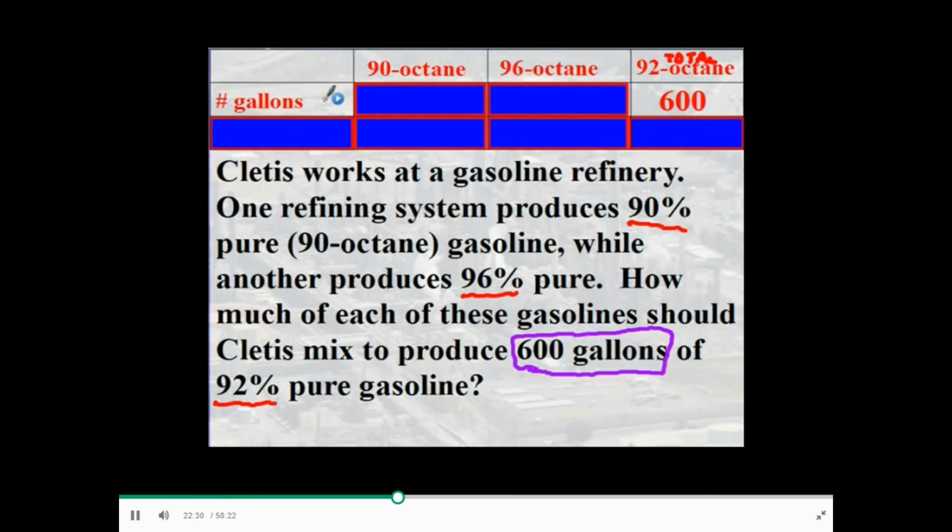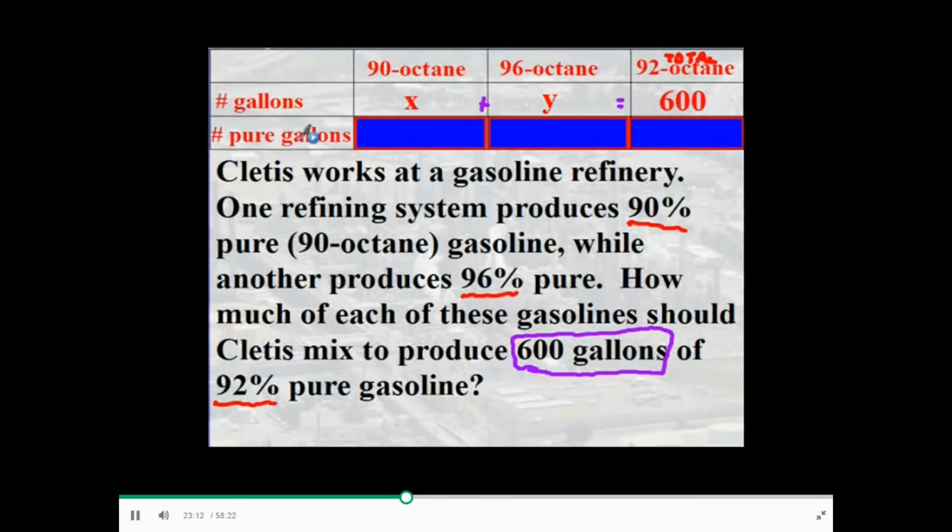Now, how many gallons of 90 octane gasoline did Cletus mix? We have no idea. And how many gallons of 96 octane or 96% pure gasoline did he mix in? Again, we have no idea. We know that we have no idea because the question is asking us. All right, so that was easy. We put our plus sign here and our equal sign here because he is adding together the amount of 90 octane gasoline plus his amount of 96 octane gasoline and coming up with 600 gallons of 92 octane gasoline.